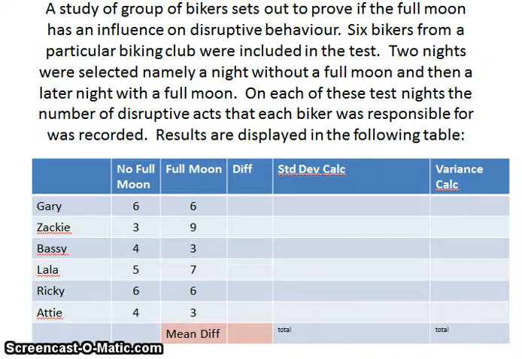And for this type of samples, we can see that they are paired in a particular way. Now, in this example, it is the same individuals, and the treatment, or it's not the treatment, but we'll refer to it as the treatment, is the full moon, and on another night, there was no full moon. But as explained, in every other area, they are identical. So when we look at the individuals that have been tested, we'll see that there is Gary, Zaki, Bassi, Lala, Ricky and Ati, and those would be our samples.